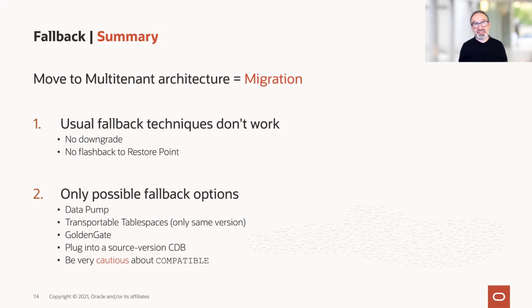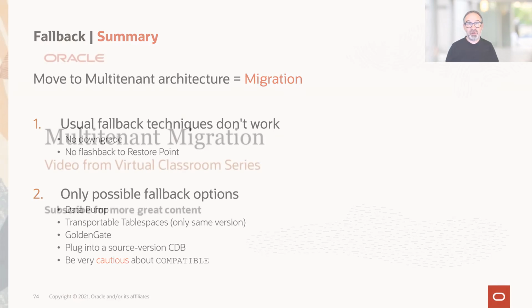And the only possible fallback options are Data Pump, with all the restrictions of downtime, but very flexible. Transportable tablespaces would only work to the same version. GoldenGate, and on top of that, very good for decreasing the downtime. Or as we showed, the plug into the source version CDB, which is not entirely going backwards and doing a simple downgrade. It's going backwards into the same release, but a CDB. So always be very cautious with the compatible parameter, especially in this solution. So spend a little time on thinking about the fallback. It's really important.